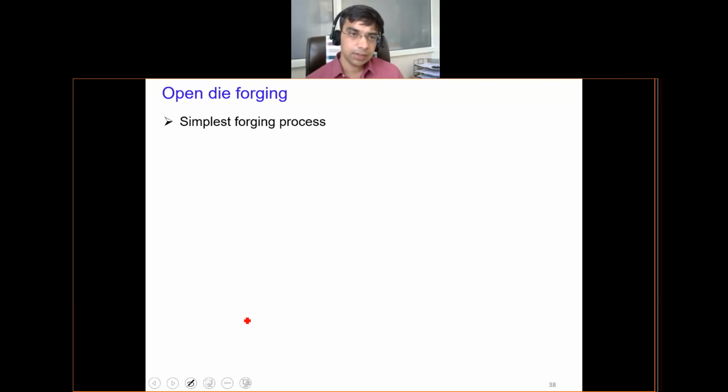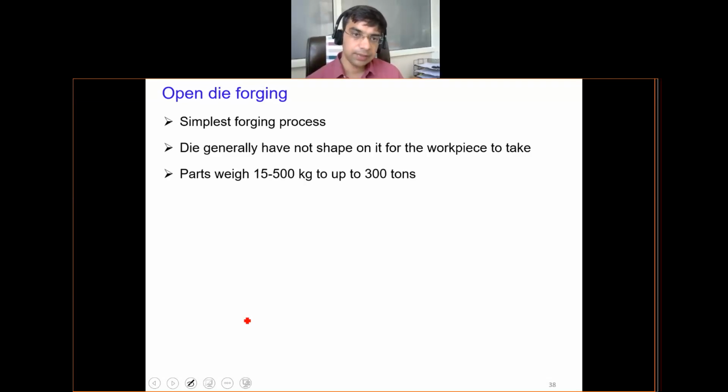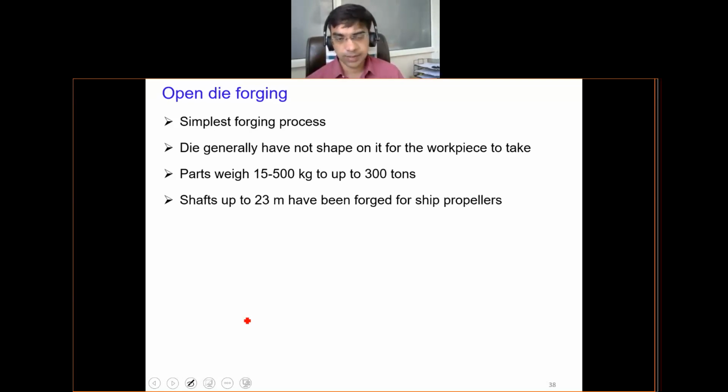So open die forging is one of the simplest forging processes, in which the dies do not have a shape. In this case, we are just interested in deforming the workpiece, not imparting a specific shape to it. Parts varying from 15 to 500 kilograms, and up to as high as 300 tons, can be processed. Shafts which are used in ships, like the many container ships, operate all the propellers in the ships. All those shafts, up to a length of 23 meters, can be easily forged with the current technology.